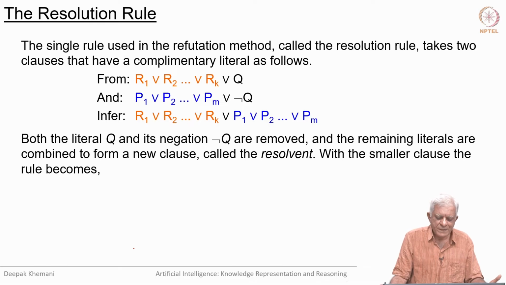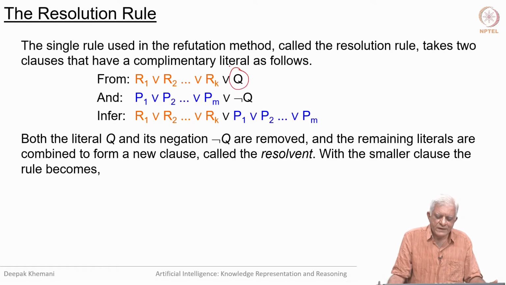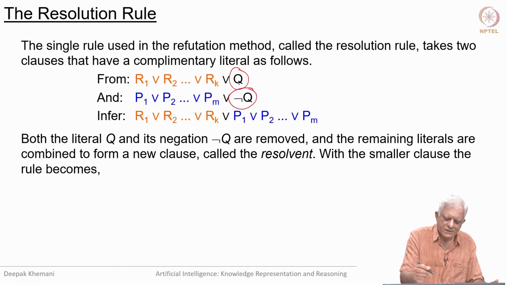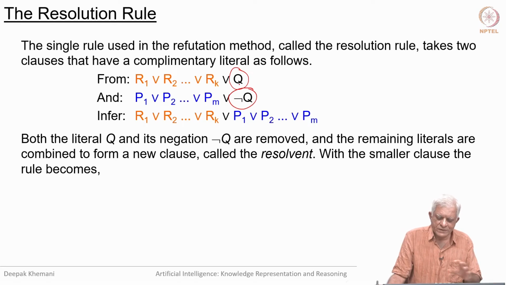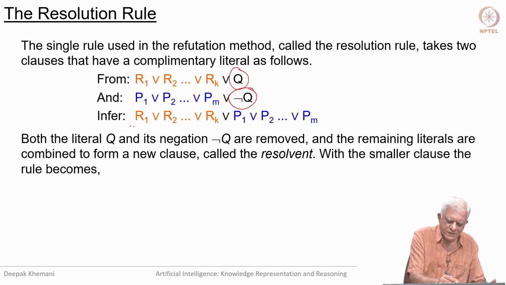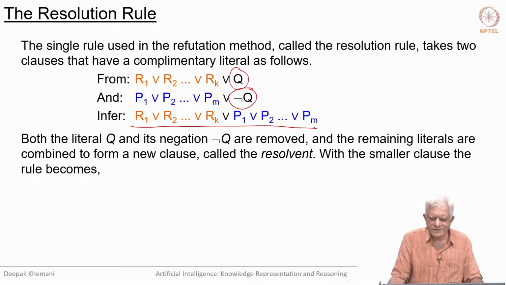And what does the rule say? The rule says that if the first clause contains a literal q, and if the second clause contains the literal not q, then in the resultant clause you take the rest of the literals from each clause and put them together to form a new clause. So, you can see that thinking about formulas as sets also helps. From this set you remove q, from this set you remove not q, and then you take the union of the other two sets essentially.